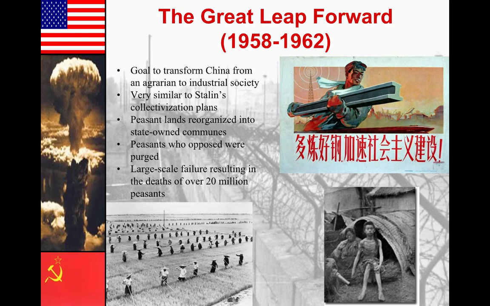There was a major famine. Critics of the Great Leap Forward called it the Great Famine, and over 20 million peasants die as a result. And again, it's very similar to the reasons why Stalin's 5-year plans don't work. Basically, because people are not in control of their agricultural production.